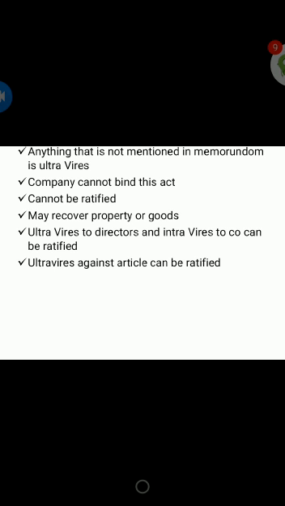The next is that an act ultra vires the articles can be ratified. If you are going against the articles of association, this can be ratified by passing a special resolution and getting approval from the shareholders. So you can alter the articles of association by passing a special resolution.